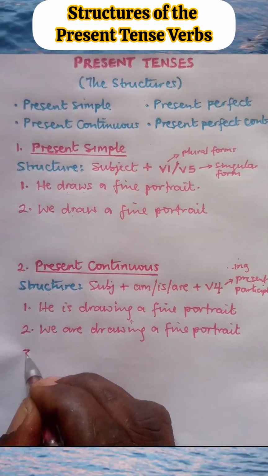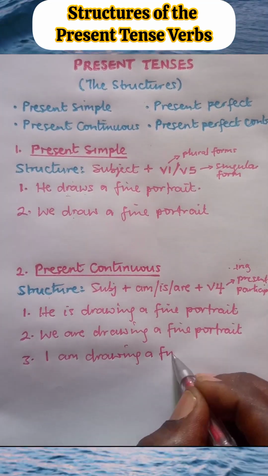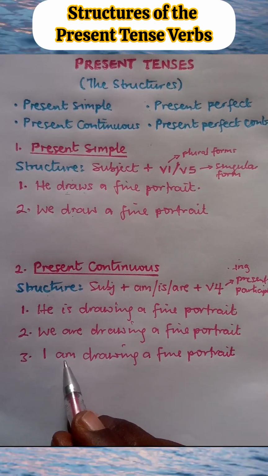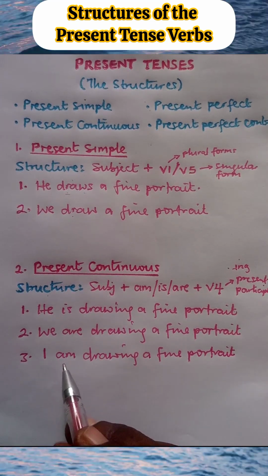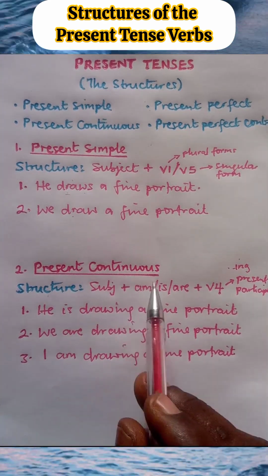Let's look at example 3. I am drawing a fine portrait. Similarly, we have am, a present tense auxiliary which represents present, and of course drawing, which represents the progressiveness of the action.